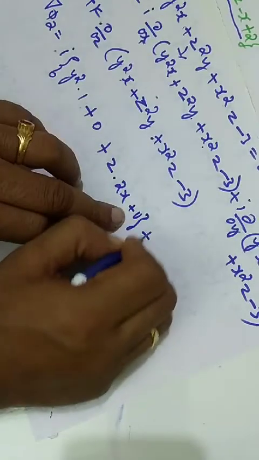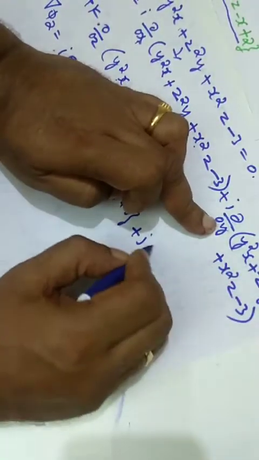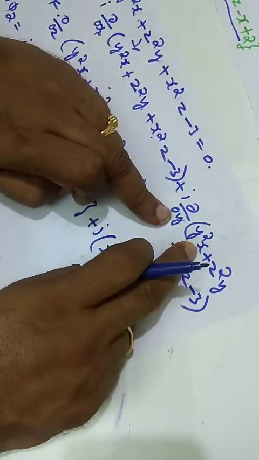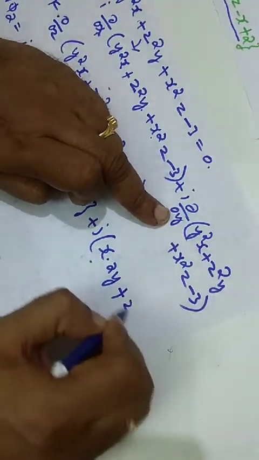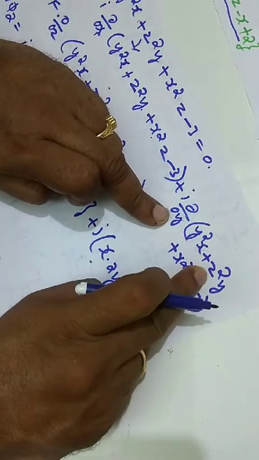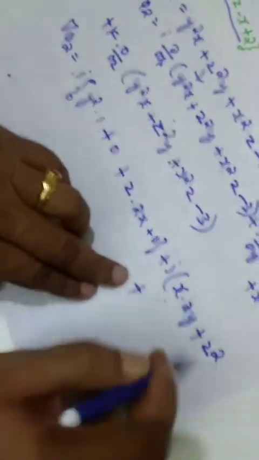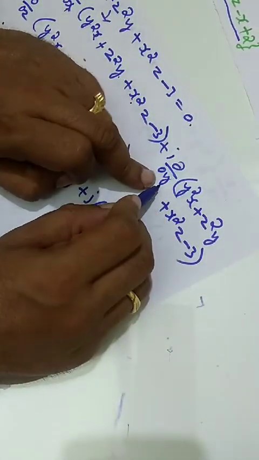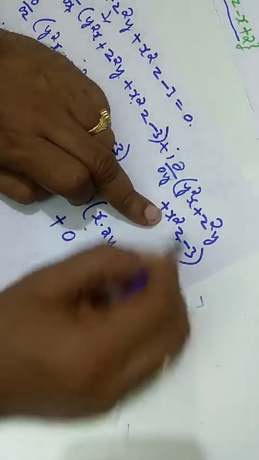Next, j into with respect to y. In the first term x is constant, differentiation of y squared, 2y. With respect to y, z squared is constant, take it outside, differentiation of y, 1. Next, with respect to y, both x and z are constant, 0. The number 3 is already constant, 0.